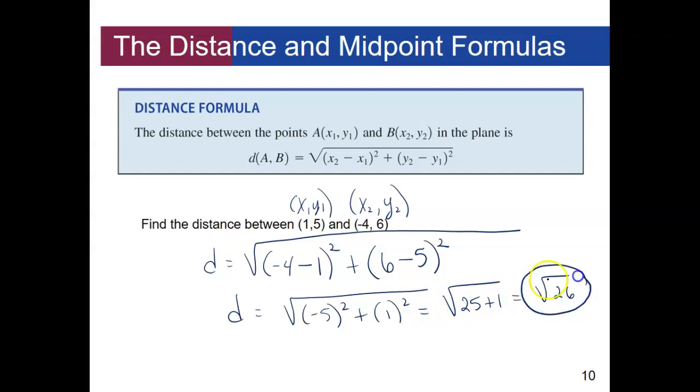Now, on most of these, especially if it says give an exact answer, it wants it left like this and not as a decimal approximation. So this is how I'd want your answer submitted unless it's specified for a number of decimal places. If you could simplify this radical, then you would need to do that.